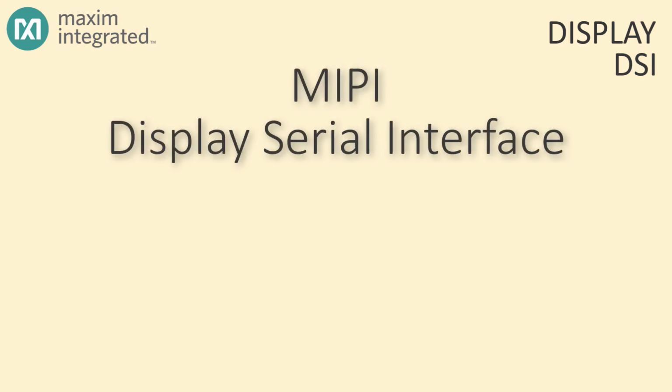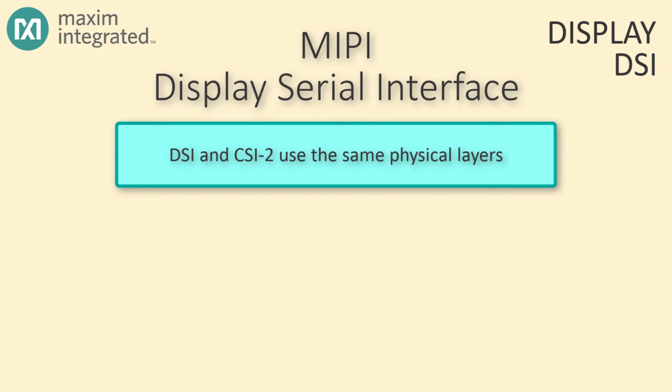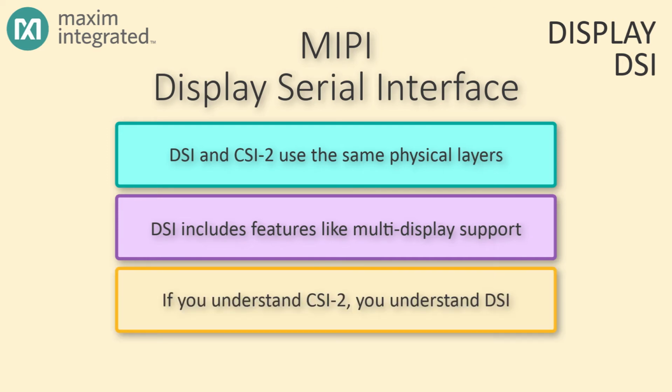We'll start with DSI. It's a lot like the CSI2 interface. Both are governed by the MIPI Alliance, and in fact, DSI and CSI2 use the same physical layers, either the DPHY or CPHY that we just covered. DSI includes a few features that make it more suitable for display interconnection. For example, you can assign video streams to multiple displays, but for our purposes, if you understand CSI, well, you also understand DSI.